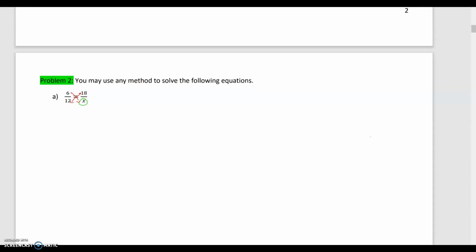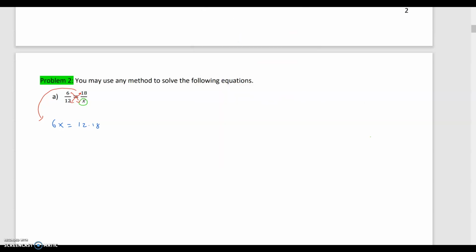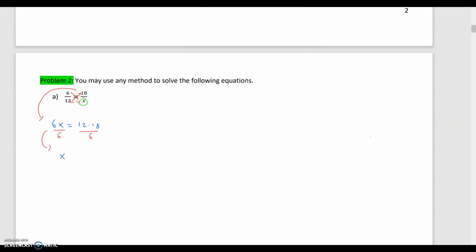Okay, so for problem 2a, we're going to do that cross multiplication, and let me rewrite the results here. On the left, I'm going to put 6 and x, or simply 6x. This is equal to 12 times 18. At this point, we don't have fractions. Our variable is on the numerator, and I'm just going to divide by 6. So we'll simplify it in a minute: x is equal to 12 times 18 divided by 6.